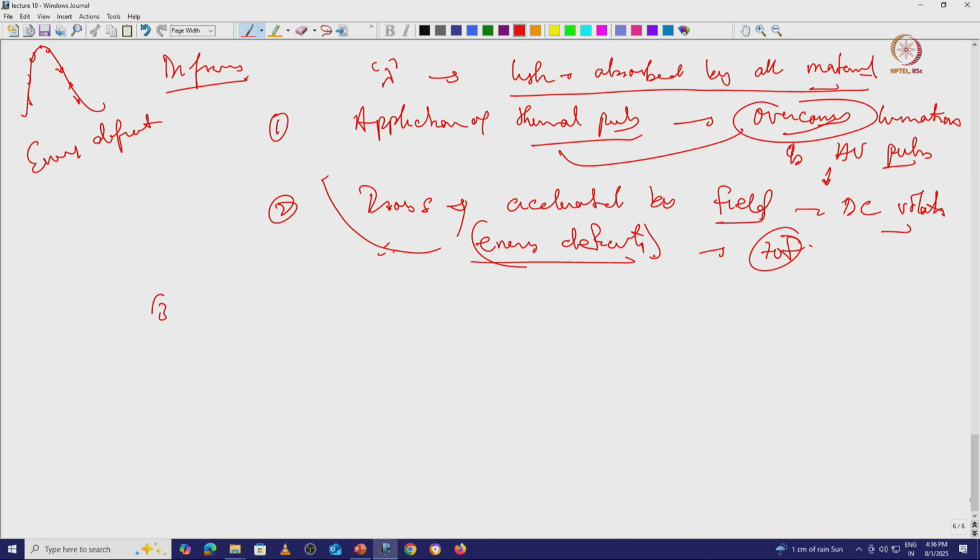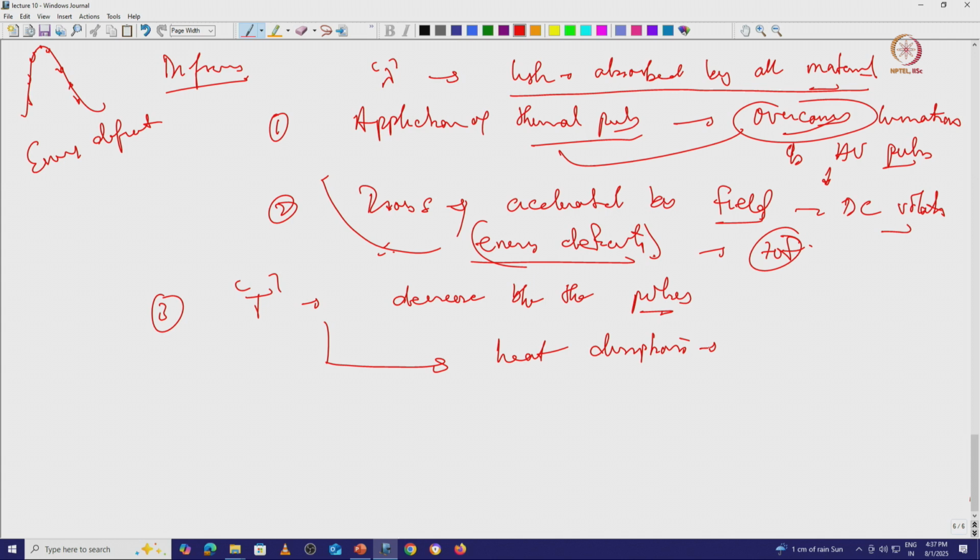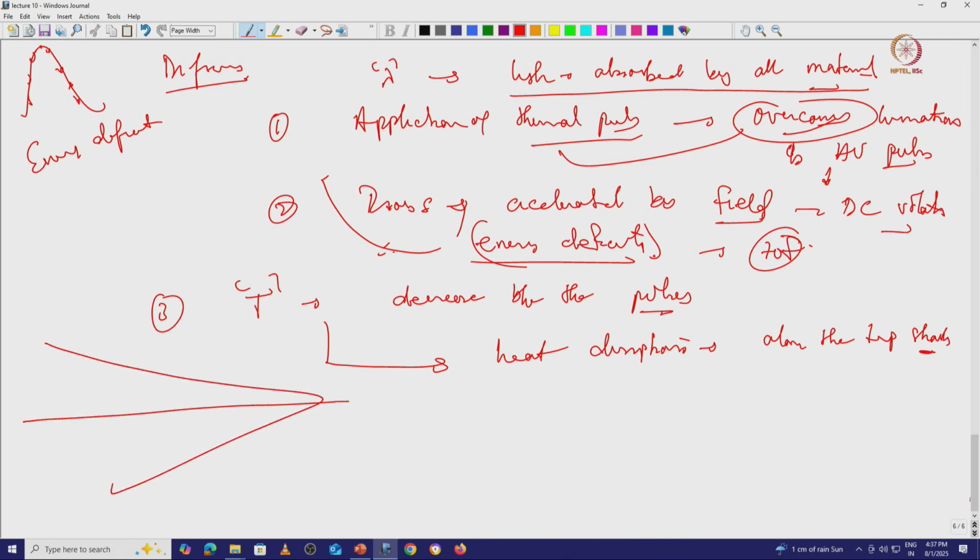And the third point which is different is that here the temperature decreases between the pulses applied on the specimen. This temperature decrease is due to the heat dissipation along the tip shank. Okay, so you have an atom probe tip, and the heat dissipation can take place either in this direction or in this direction.